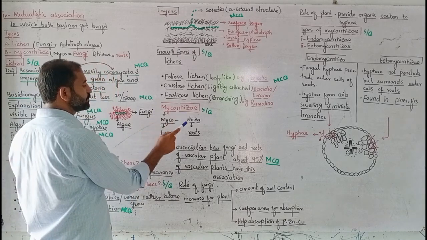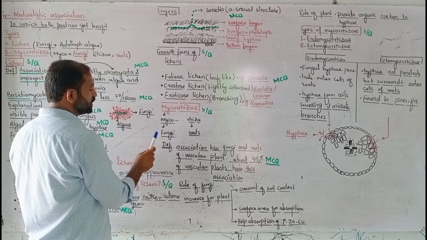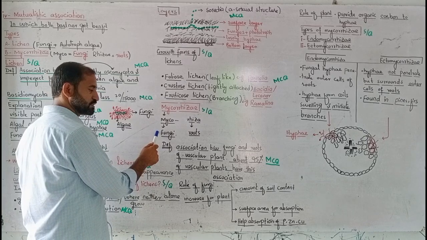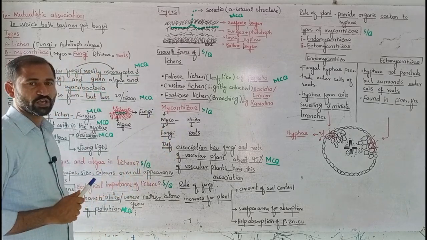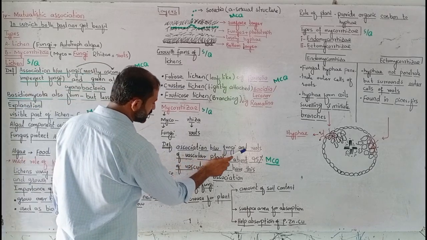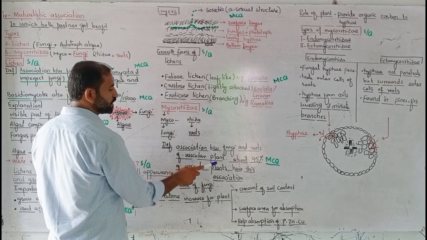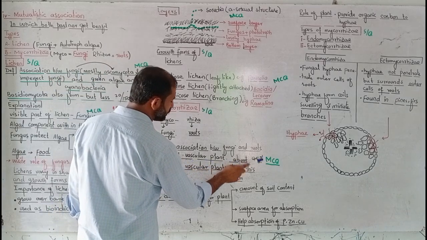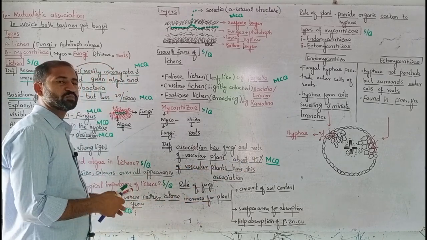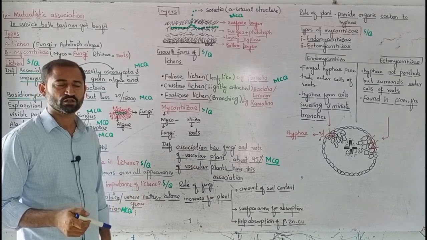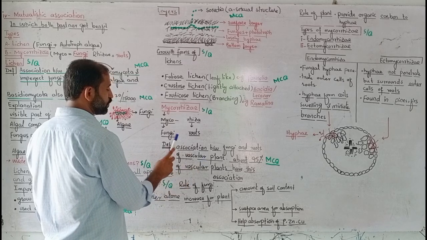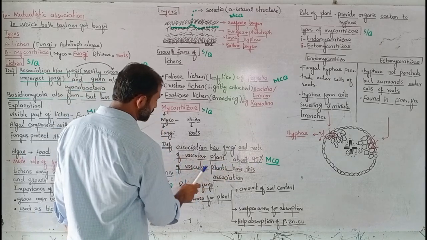Myco means fungi, rhiza means roots of plant. Association of fungi with roots of plant is known as mycorrhiza. So first of all, its definition: association between fungi and roots of vascular plants. About 95% of plants are involved in this association. This is also an MCQ. Vascular plants are plants that have vascular bundles, meaning xylem and phloem.